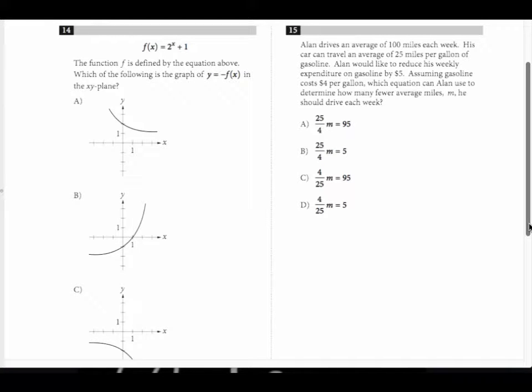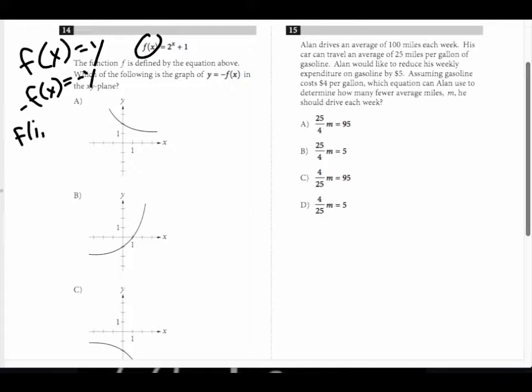For problem number 14, it says the function f is defined by the equation above, which is f of x is equal to 2 raised to the x plus 1. Which of the following is the graph of y equals negative f of x? Well, remember, guys, that f of x is really like y. So when I say negative f of x, I'm really saying negative y, okay?